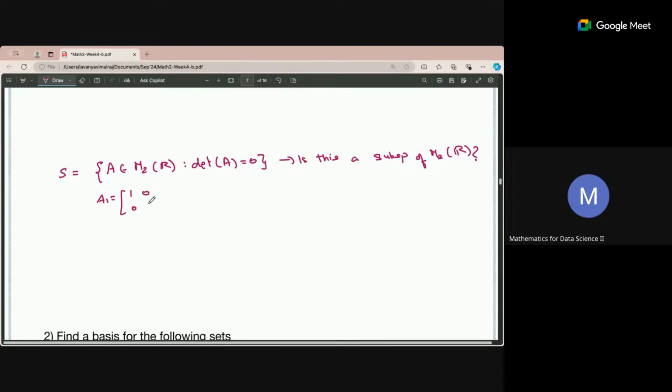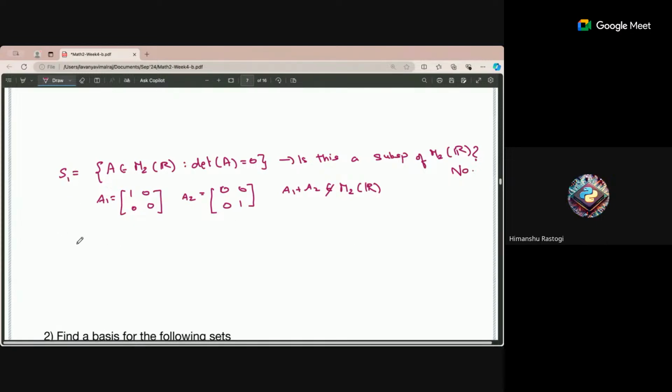Does this matrix belong to this set? Yes, ma'am. Does this matrix belong to this set? Yes, ma'am. Does this matrix belong to the set? No, ma'am. Then how are you saying that this is a subspace? So the answer is no here, right? You have to be careful while answering.